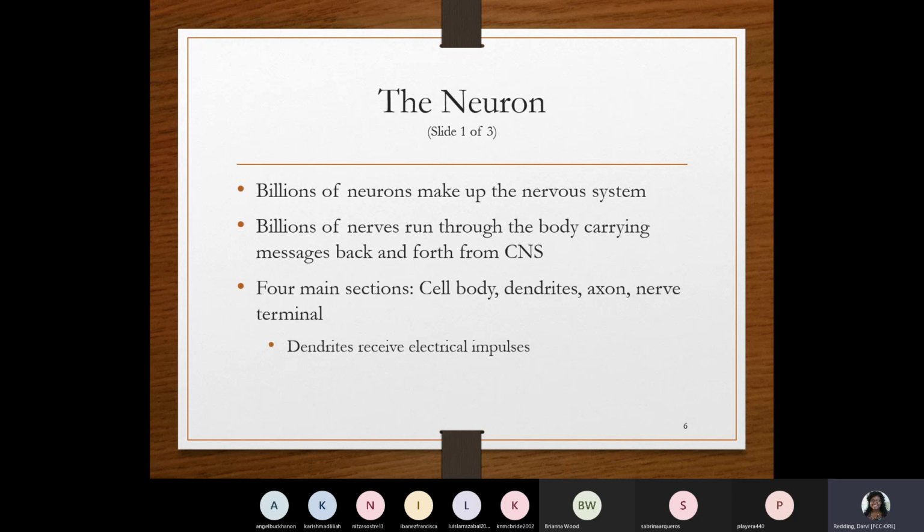Now, the dendrites work by receiving electrical impulses. You may think of one way to remember the dendrites: when we get an idea, like I like to call them the aha moments, our dendrites actually start working.